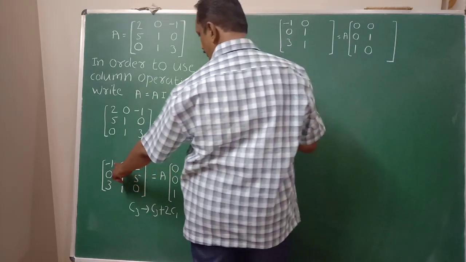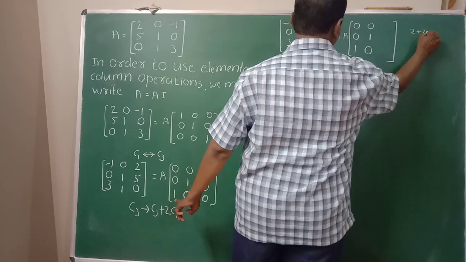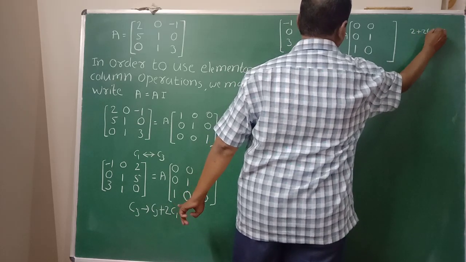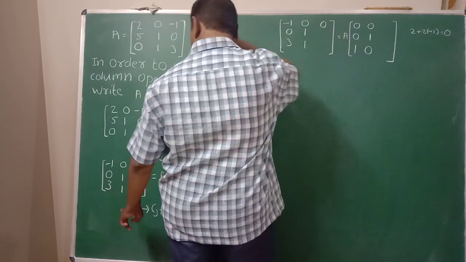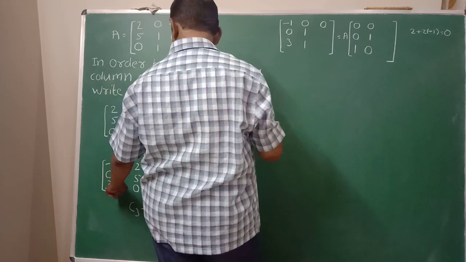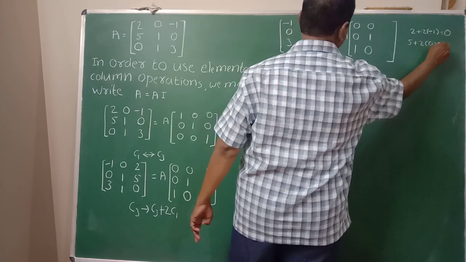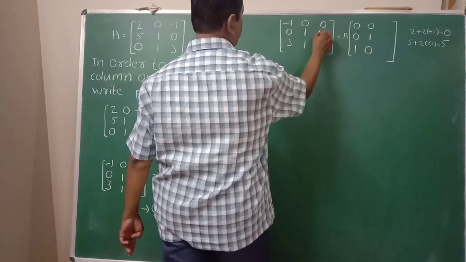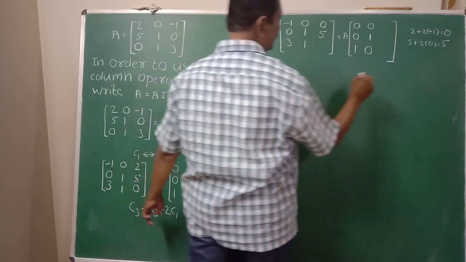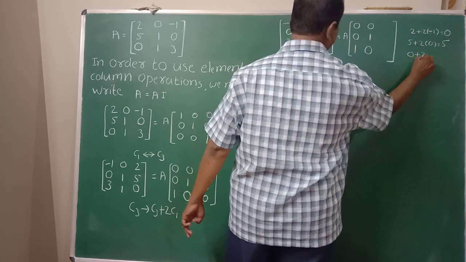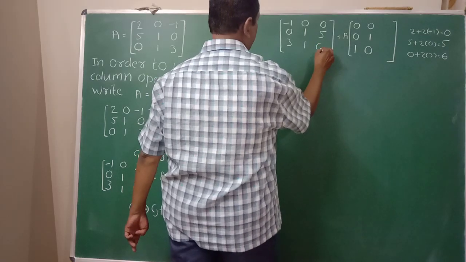Next, here multiply by 2 and add. Therefore here I am writing 2 plus 2 into minus 1 here. It becomes a 0. So here is a 0. Okay. Then 5 plus 2 into 0. So 5 plus 2 into 0 is equal to 5. So right here 5. Then 0 plus 2 into 3. So 0 plus 2 into 3 is 6 here. So right here 6. Okay.